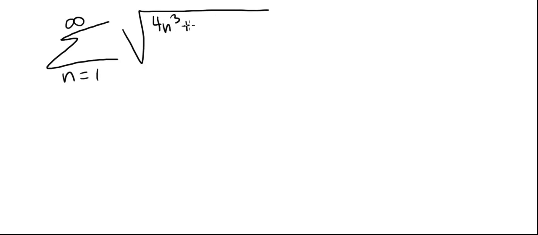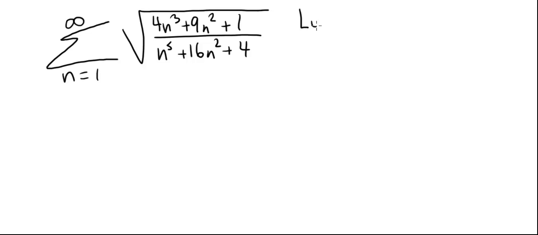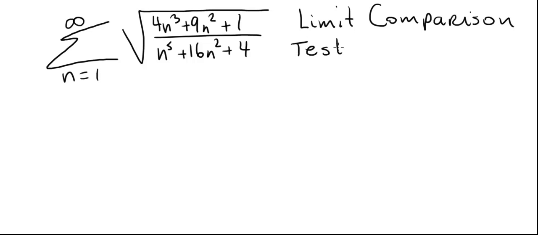We're going to determine if the series, the summation from 1 to infinity of the square root of 4n cubed plus 9n squared plus 1 divided by n to the fifth plus 16n squared plus 4 converges or diverges. And we're going to use the limit comparison test, and that's abbreviated LCT.